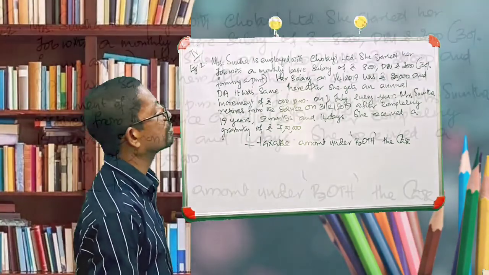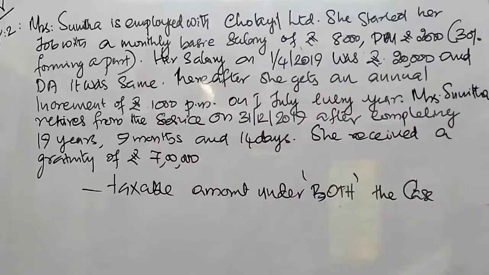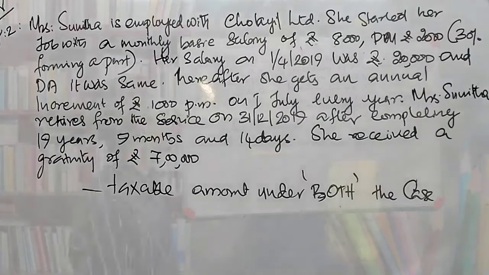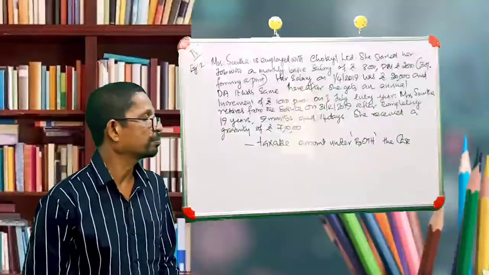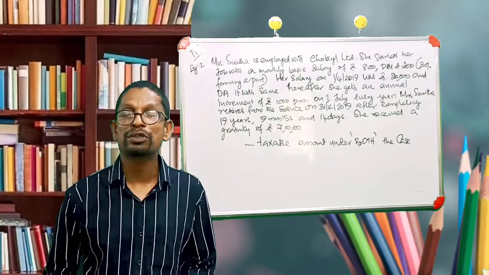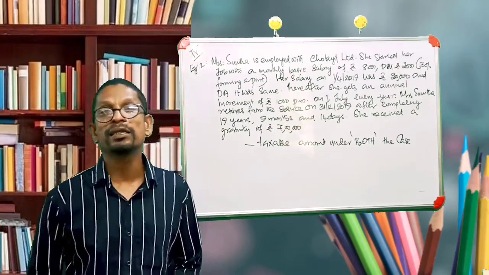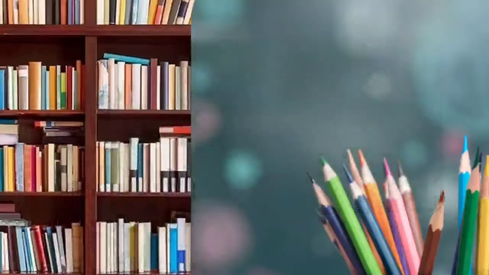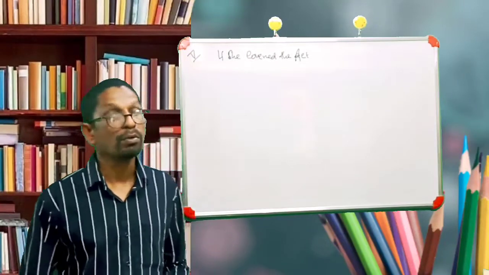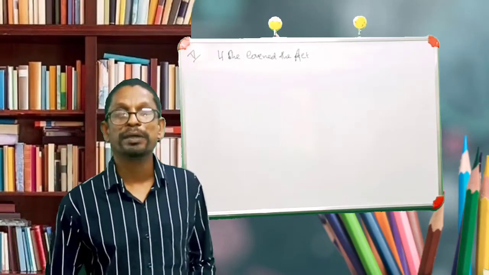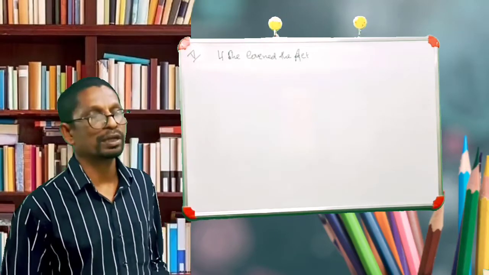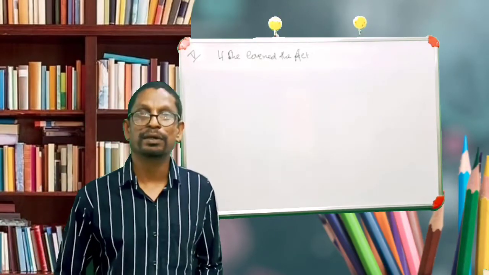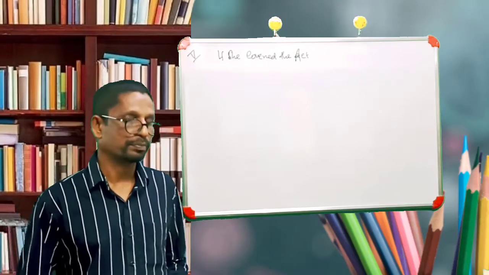Mrs. Sunita retires from the service on 31st/12/2019 after completing 19 years, 9 months and 14 days. She received a gratuity of rupees 7 lakh. Compute the taxable amount of gratuity in case of the non-government employees under both the cases. Okay, now we are solving the question. The employee here, Mrs. Sunita, retired from the service after 19 years and 9 months and 14 days.